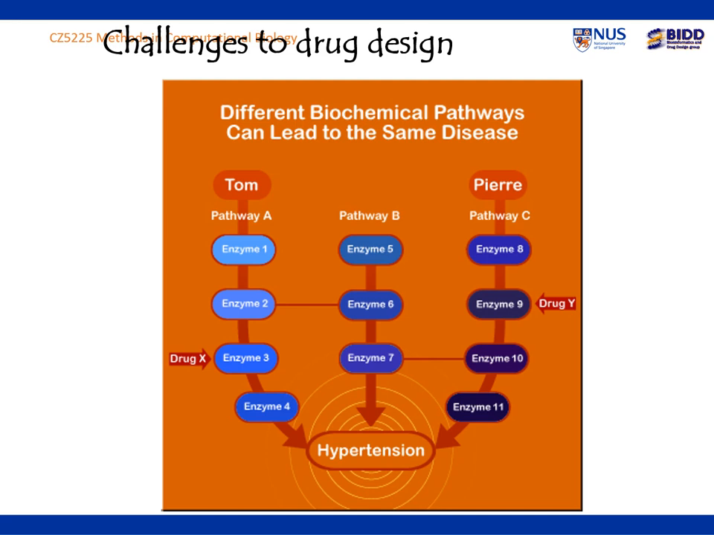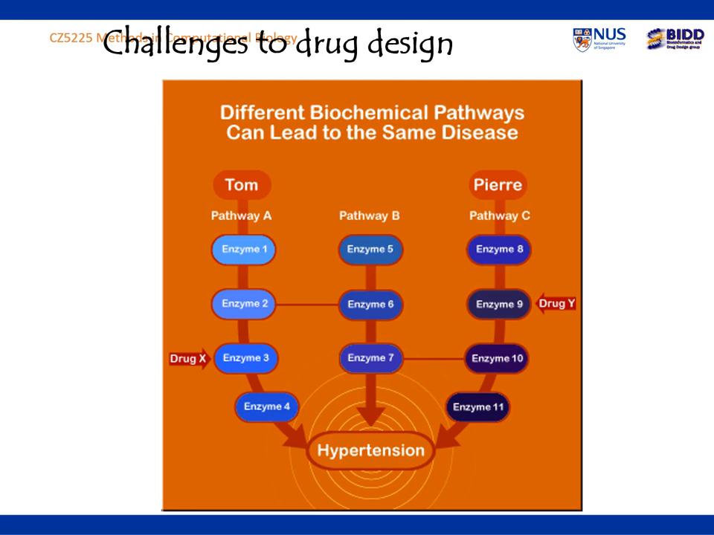So suppose we have developed drugs for two of the pathways, that is pathway A and pathway C. Drug X is targeting enzyme 3 of the pathway A and drug Y is targeting enzyme 9 of the pathway C. Now suppose the doctor prescribed drug X to all individuals. That will be only effective among those individuals which have pathway A resulting into hypertension. It will not be efficacious among the individuals which have pathway C or pathway B.